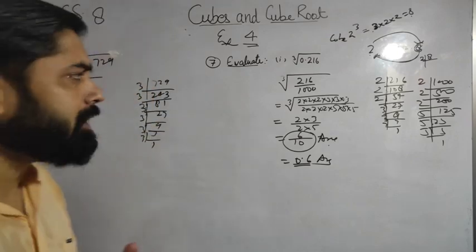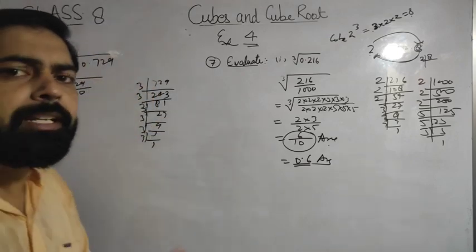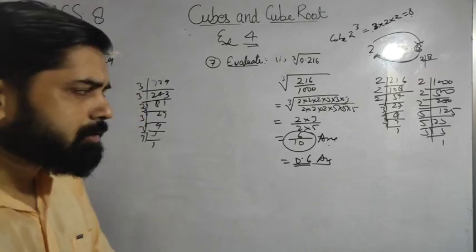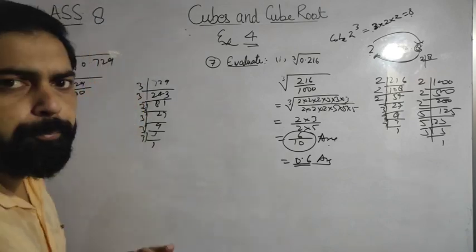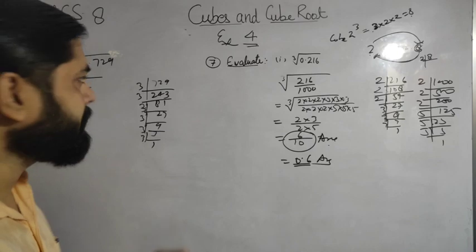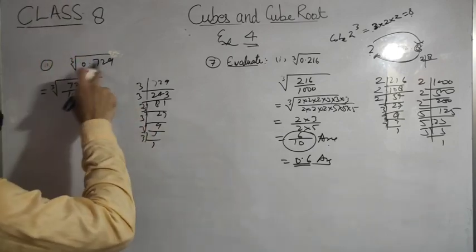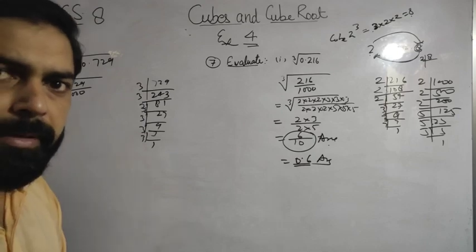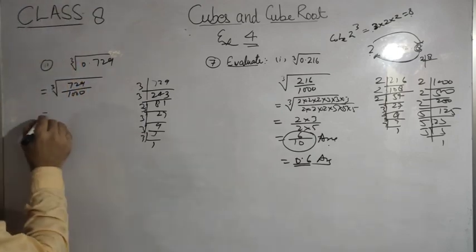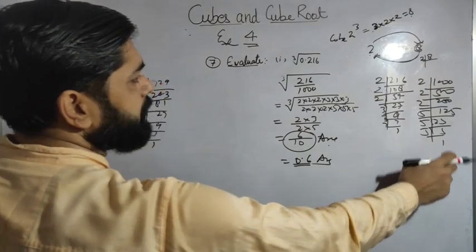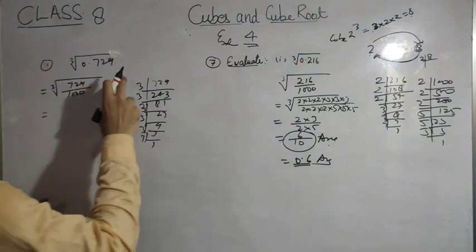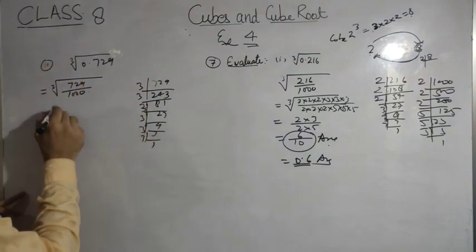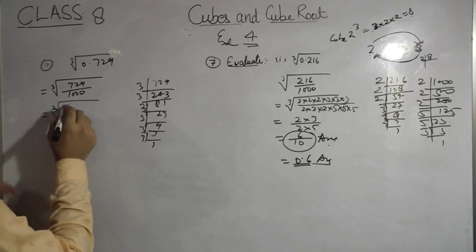So how can we convert any decimal number into a fraction? According to the decimal place. Here the decimal is used after the 3 digits, so the denominator will be 1000. So you know what the prime factor of 1000 is. And what is the prime factor of 729?